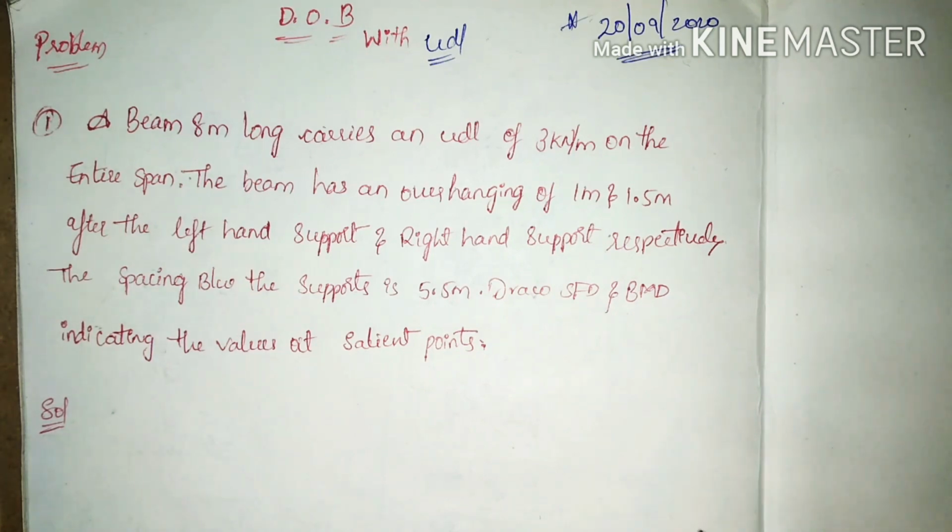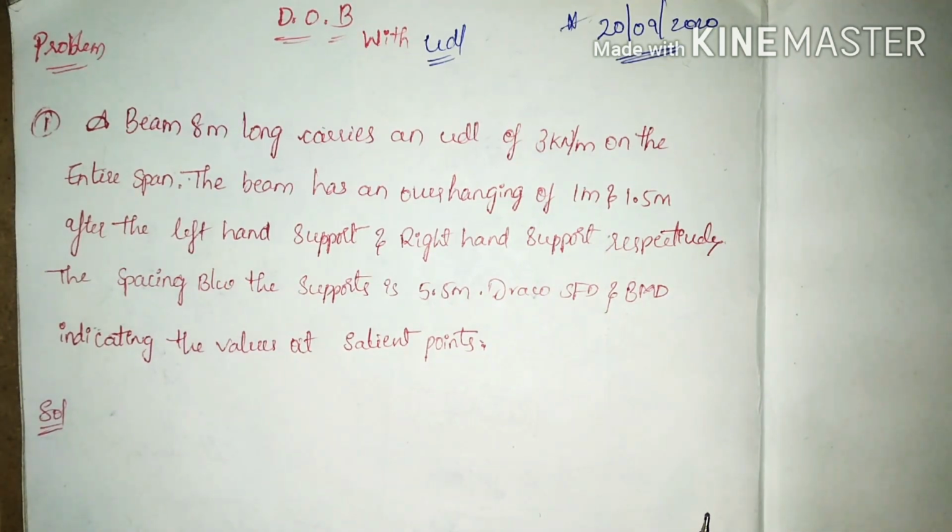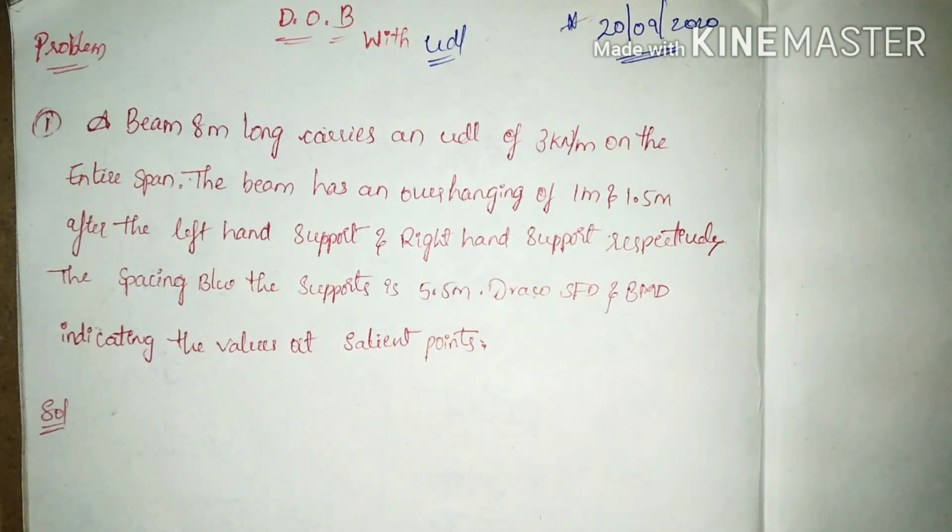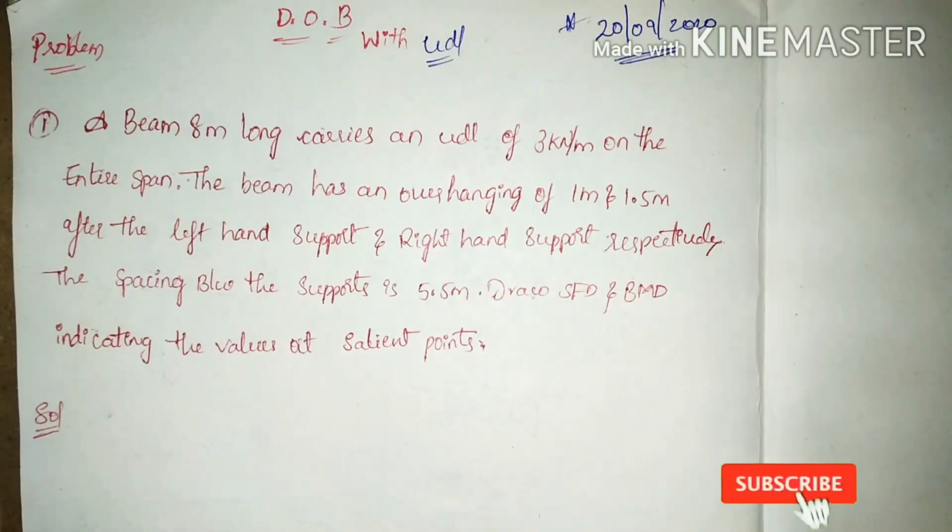In the last video, we completed the double overhanging beam with point loads. Today, we are going to see the same double overhanging beam with a UDL which is going to act for the entire span.